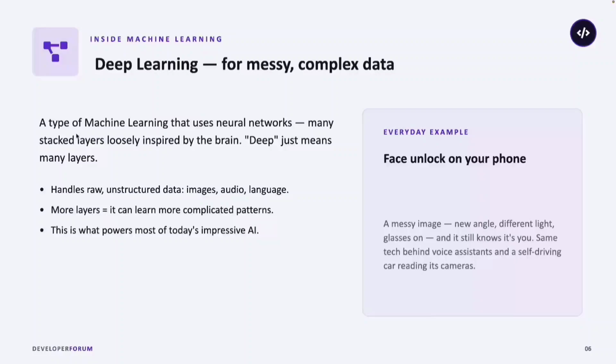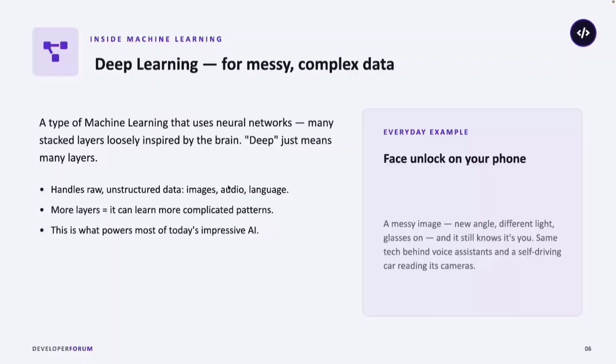The word deep just means the network has many layers stacked on top of each other. More layers means it can learn more complicated patterns. So why do we need it when we already have machine learning? Because some data is messy and complex, like images, sound, human language. Regular machine learning struggles with that kind of raw, unstructured data, and deep learning handles it very beautifully.